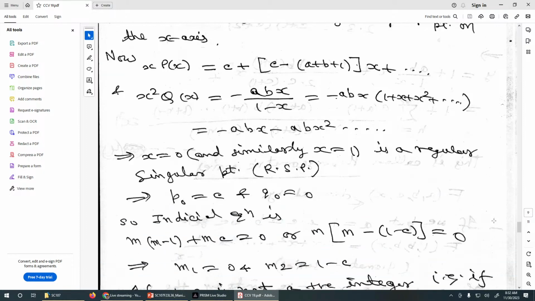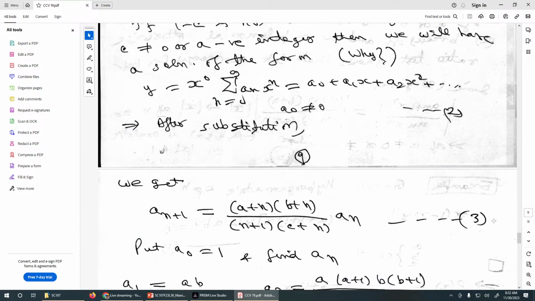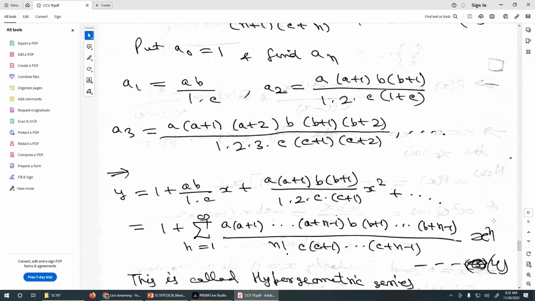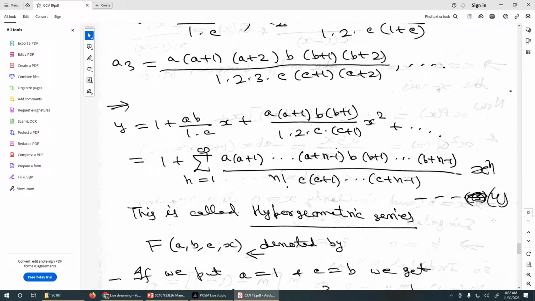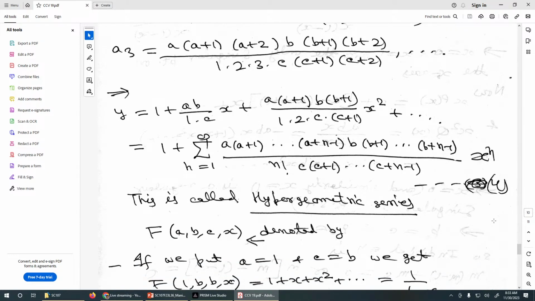So I think I can show you. You seek the solution like this, do the coefficient arrangements, and here is the function. So the solution turns out to be 1 plus and so on. You see that if you put a equal to 1 and b equal to c, what will you get? Everything cancels and you get the power series, the geometric series.